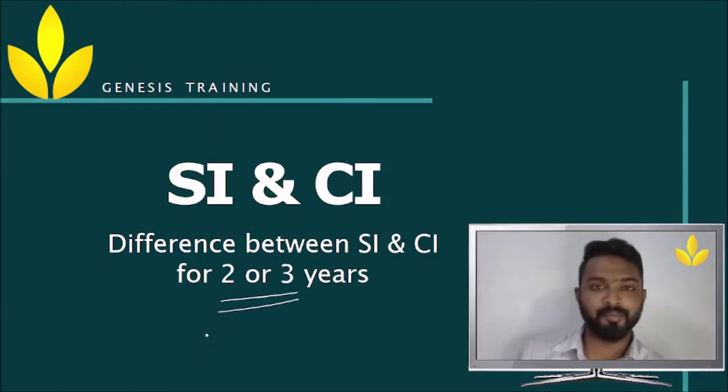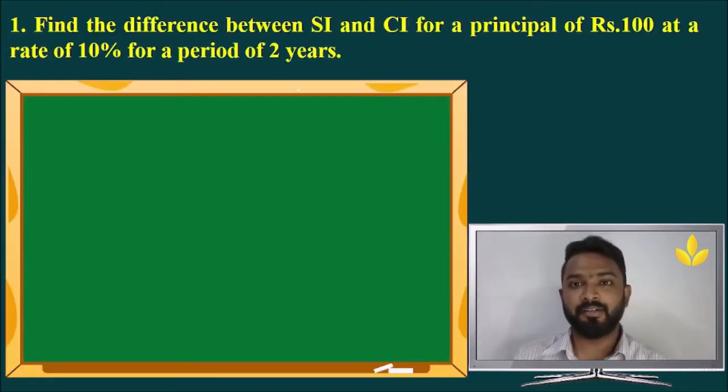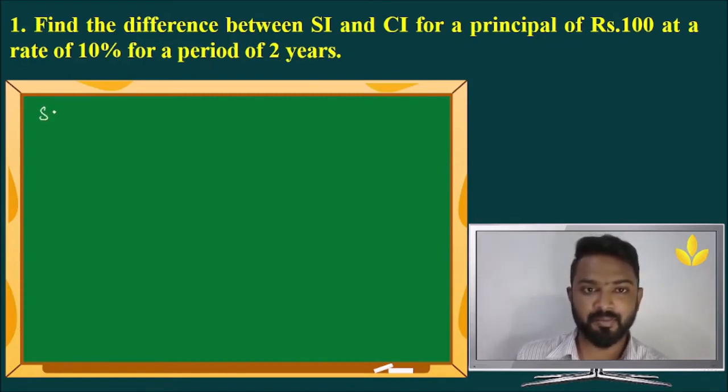So let's get started. Find the difference between SI and CI for a principal of 100 rupees at a rate of 10% for a period of 2 years. Alright. So first let's find the simple interest for this data. Simple interest is PTR by 100. P is 100, T is 2 years, R is 10 by 100. This is equal to 20.